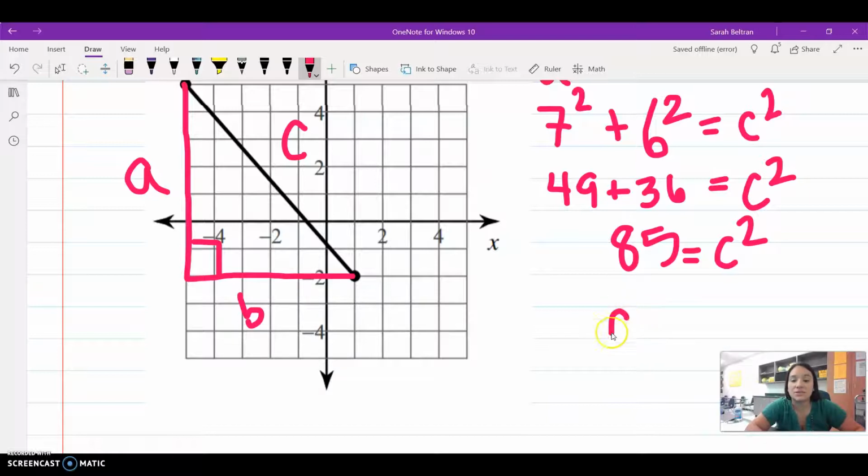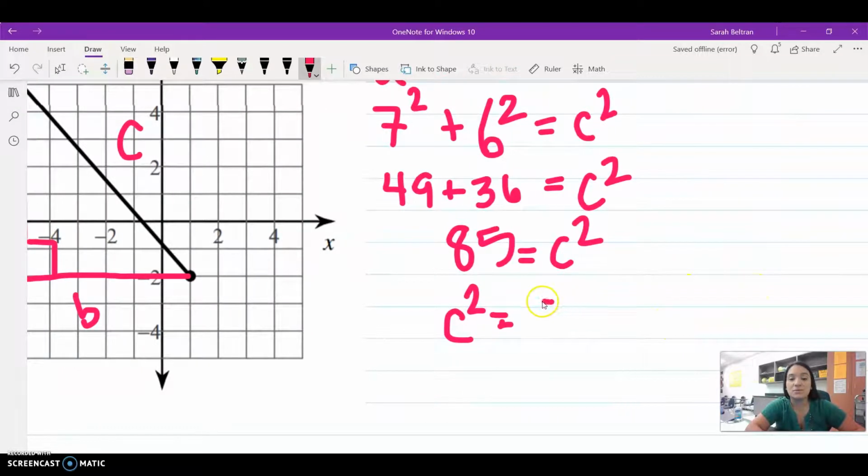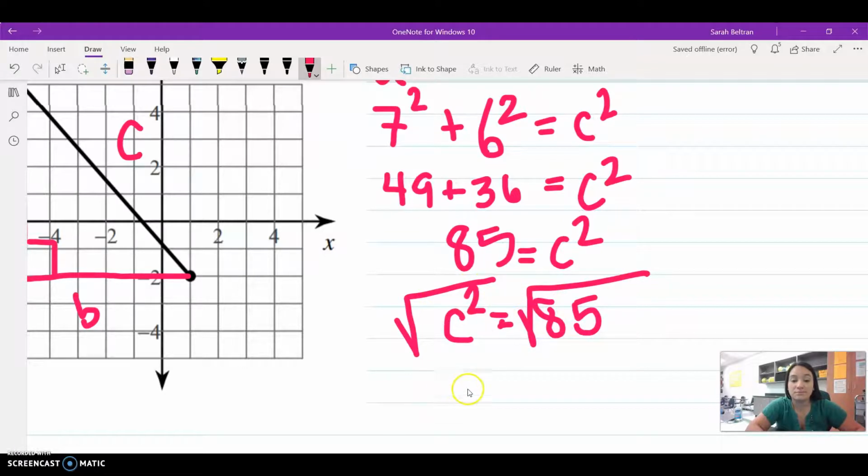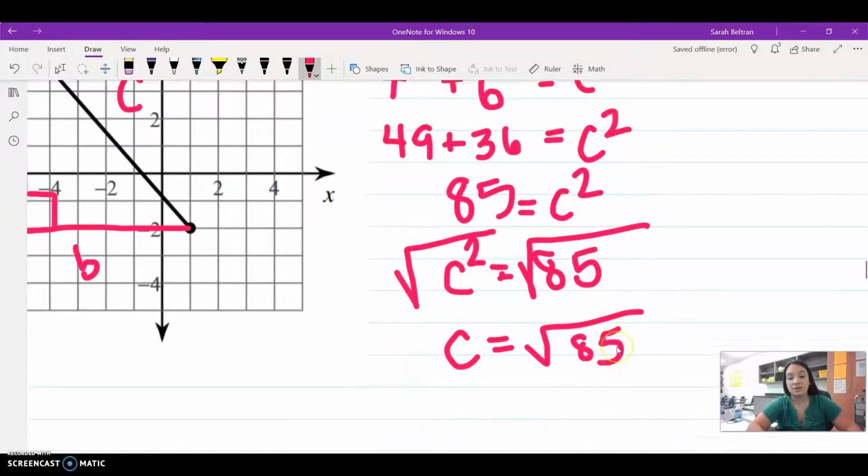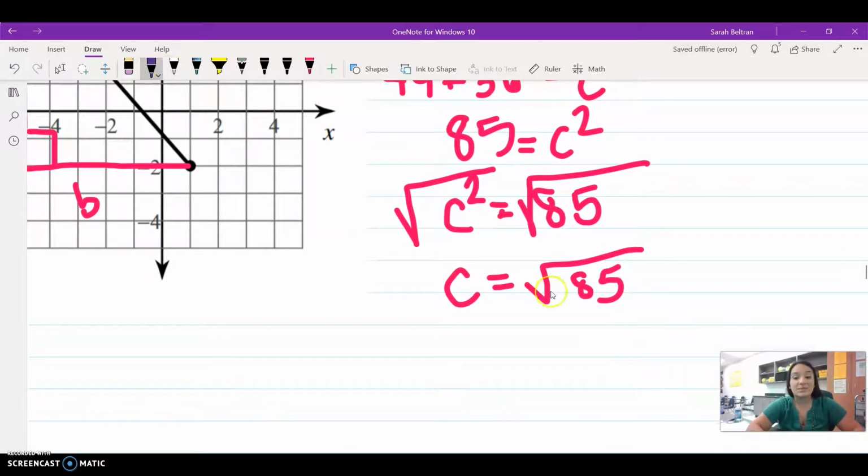Okay, I like my C on the left side. C squared is equal to 85. We have to square root both sides. C is equal to the square root of 85. Now remember at the beginning of the year when I showed you how to simplify radicals, we have to break this guy down into the prime factorization, the prime numbers. So we could do 5 times, let's think about it.